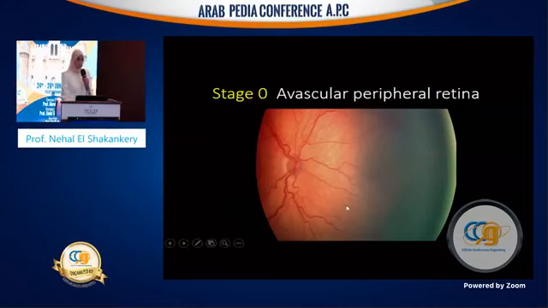This is the normal fundus picture of a newborn. As you see here, this is the optic nerve, and these are the retinal vessels. And the grayish area here is the avascular retina. It is not yet vascularized. We call this stage 0 retinopathy of prematurity.